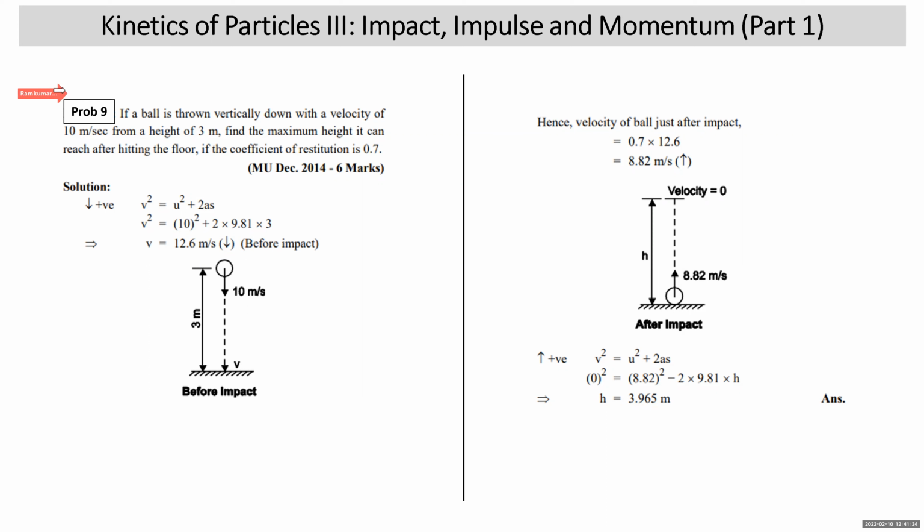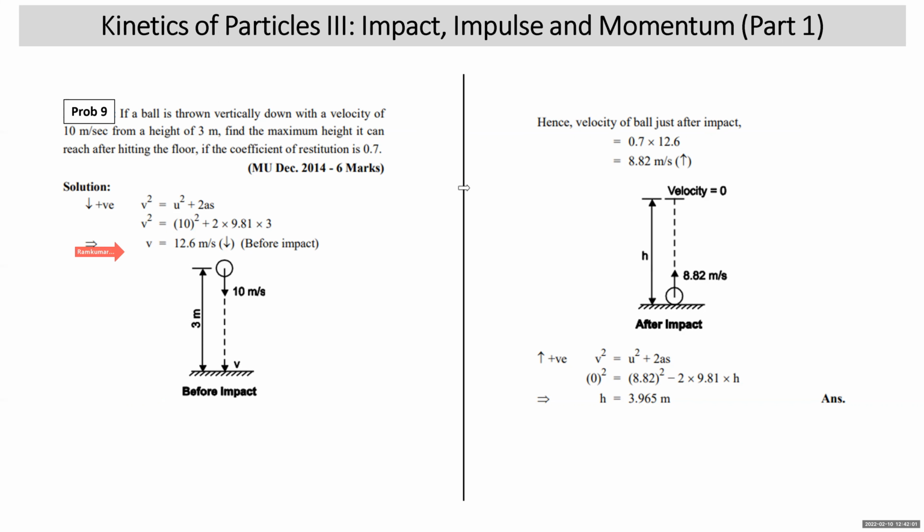All right, same kind of equations we have been applying in the last two sums. Now the ball is thrown with the velocity of 10 meter per second from the height of 3 meters. This is the state before impact. v is the velocity just before impact. Apply v square is equal to u square plus 2as, taking downward positive. v square is equal to 10 square, acceleration due to gravity is positive, plus 2 into 9.81 into 3. So what is the value of v? 12.6 meter per second before impact.